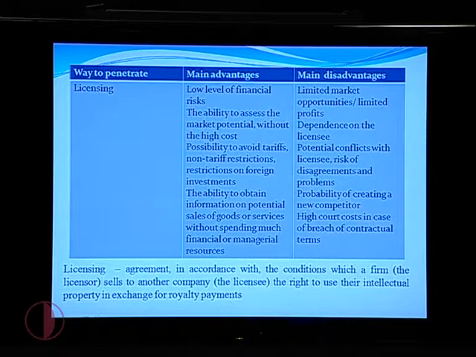The second way to penetrate a foreign market is licensing. Licensing is an agreement in accordance with which a firm, the licensor, sells to another company, the licensee, the right to use its intellectual property in exchange for royalty payments. You can see the main advantages and main disadvantages of this type of penetration.